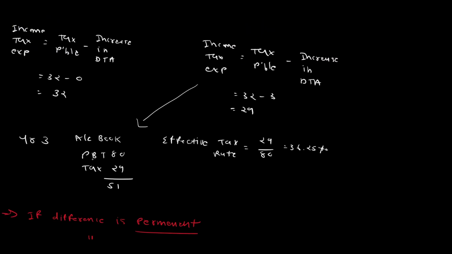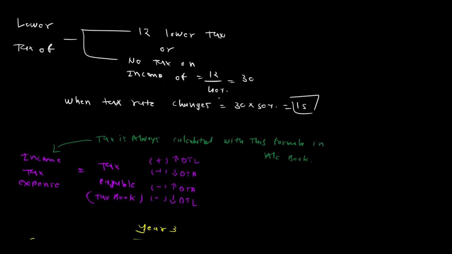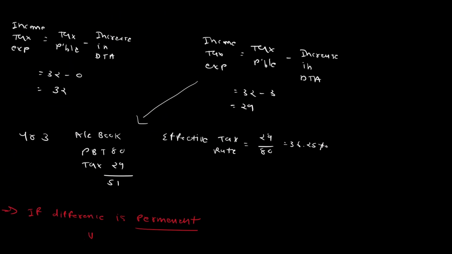So in year 3, accounting book PBT is 80, tax is 29, and 51 will be my net profit. The effective tax rate, if we calculate 29 divided by 80, is 36.25% for year 3. But my statutory tax rate is 40%. So it reduces my tax expense.